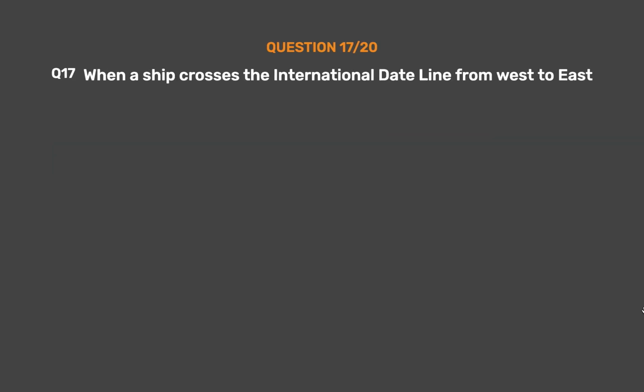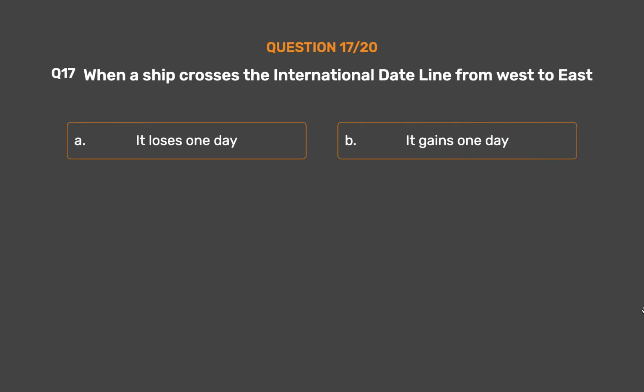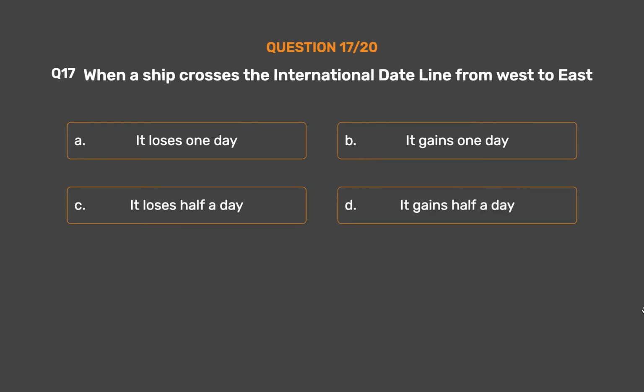Question number 17. When a ship crosses the international date line from west to east? Option A. It loses 1 day. Option B. It gains 1 day. Option C. It loses half a day. Option D. It gains half a day.